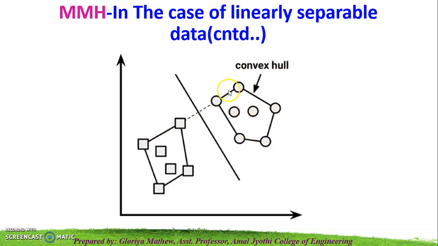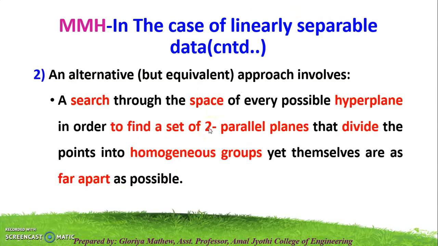So first determine the convex hull, then find the shortest distance between the two convex hulls, and by drawing the perpendicular bisector of this shortest distance, we will get the maximum margin hyperplane. So the method is: first find the convex hull of the two classes, then find the shortest distance between the two convex hulls, and draw the perpendicular bisector of that shortest distance, and thus we will get the maximum margin hyperplane.